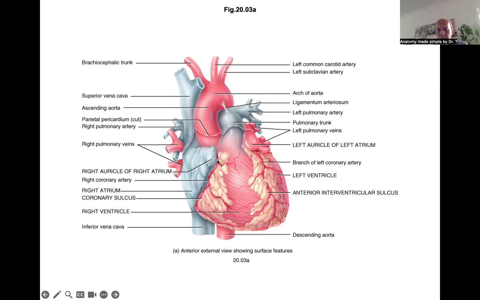And then we have three different surfaces, which are not so easy to discern which one is which. The one which you can see here the best is anterior or sternal surface of the heart, the one which is directly behind the sternum.